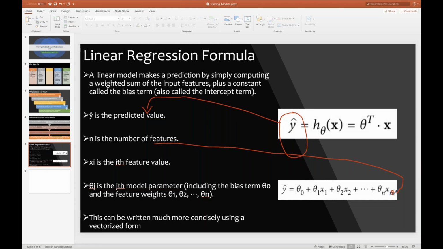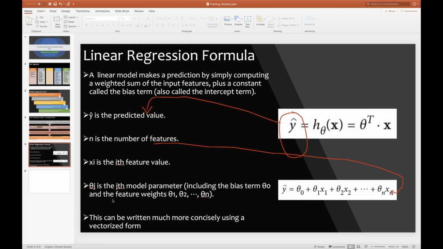For use case 1, the features can be X and Y. For use case 2, the features can be Y and Z. For use case 3, features can be A and B. Like that, with the number of features you have, the formula will have theta n into xn.